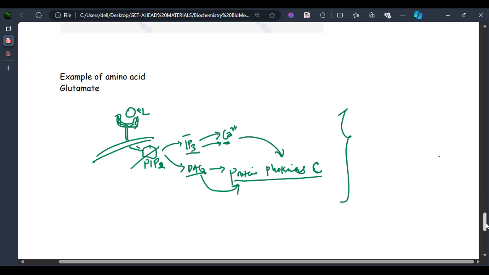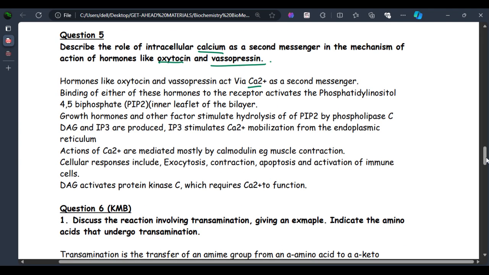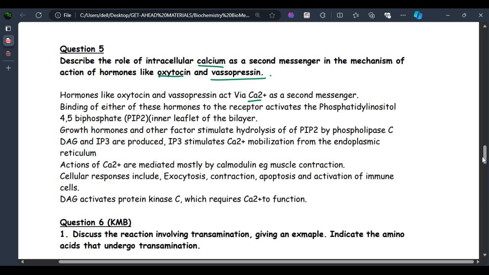So, going back to question 5, the role of intracellular calcium as a second messenger and mechanisms of hormones like oxytocin. This is basically how you can structure your essay. These are just pointers. Talk about hormones like oxytocin relying on Ca2+ as a second messenger. Then binding of these hormones to the receptor activates phosphatidylinositol 4,5-bisphosphate, PIP2, on the inner leaflet of the bilayer. So the inner leaflet of the bilayer has PIP2, just the way adenylate cyclase is there.